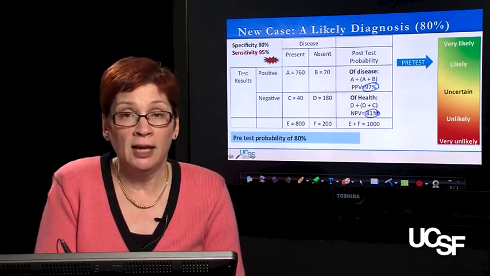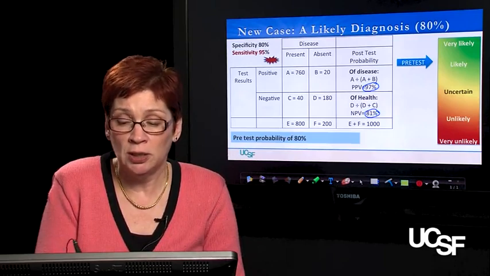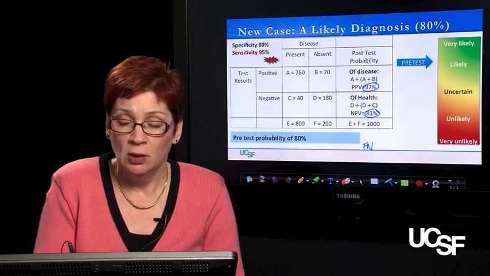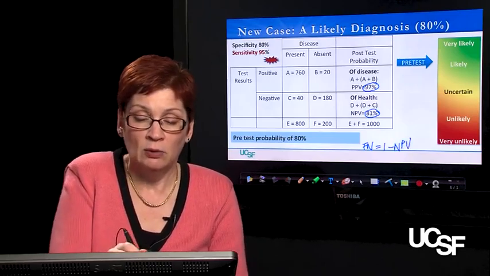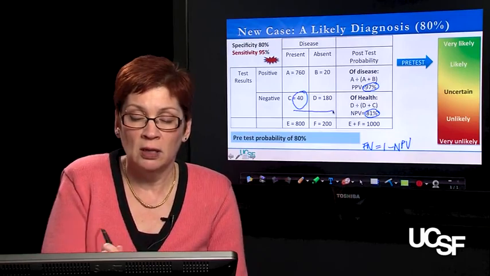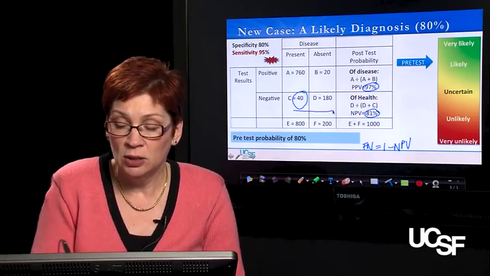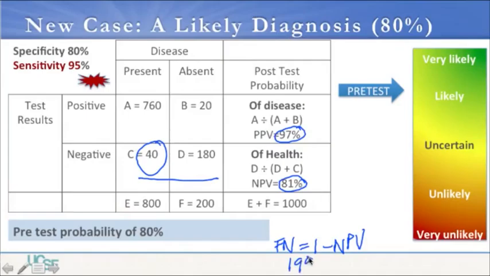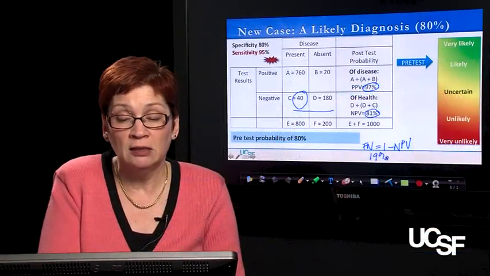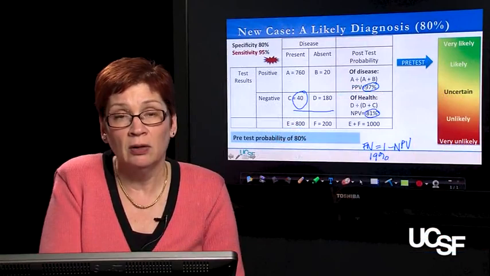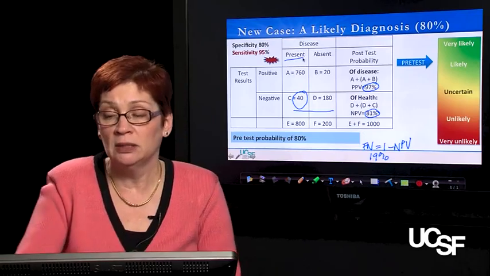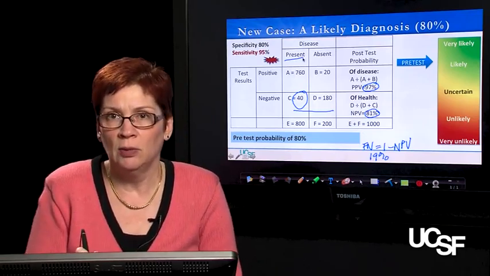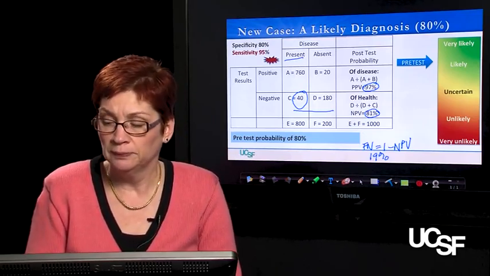But what we've learned in the last couple of slides is we're also interested in the false negative rate, which is equal to 1 minus the negative predictive value. That would be 40 divided by 40 plus 180, or in this situation, 19%. And that's the percent of people who test negative for the disease who actually still have the disease. And that's going to help us complete our likelihood column or ruler over here.